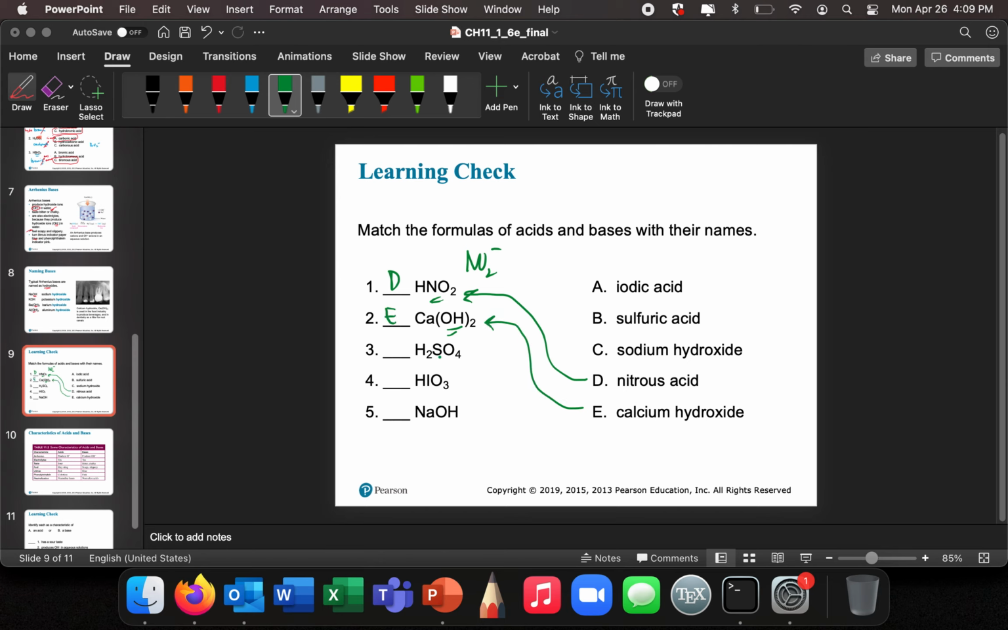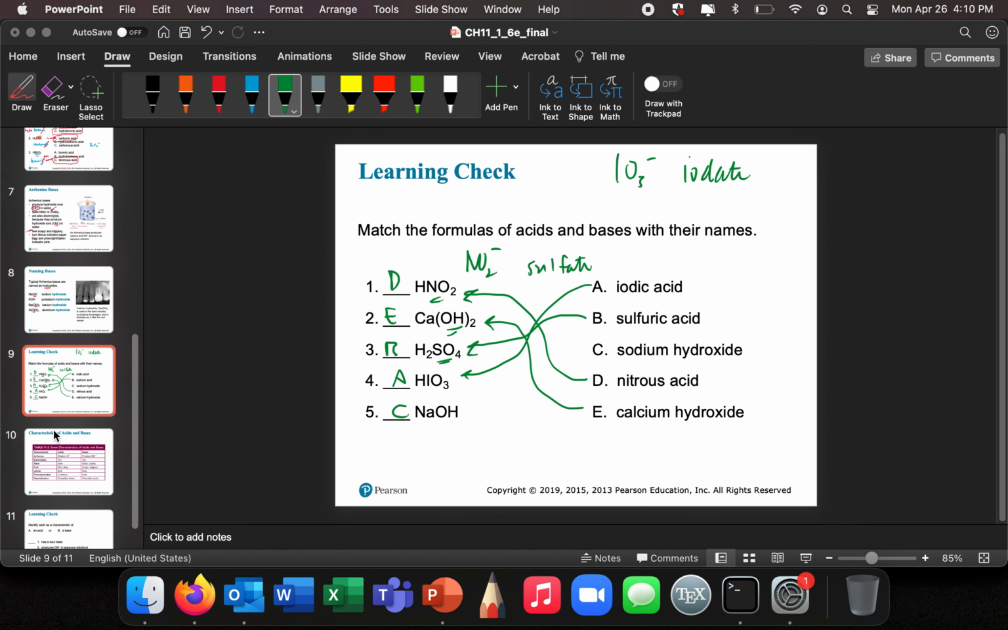Right? This is sulfate, right? And since it's ate, we're going to call it sulfuric acid. And there it is right there. B. And IO3 is iodate. IO3- is iodate. So it's going to be iodic acid, right? Boom. Iodic acid. And then finally, sodium hydroxide is C.